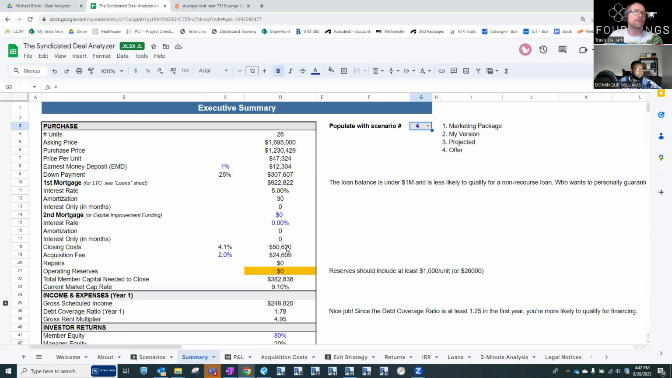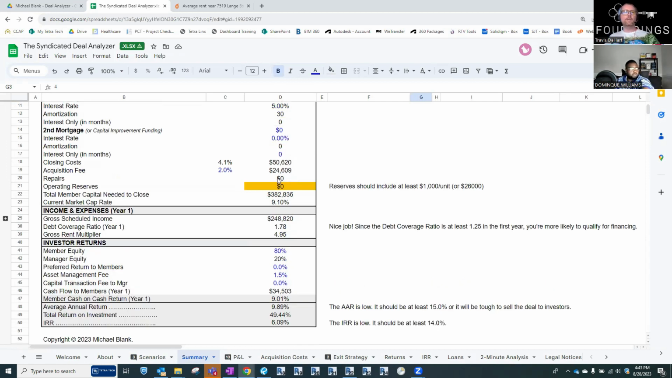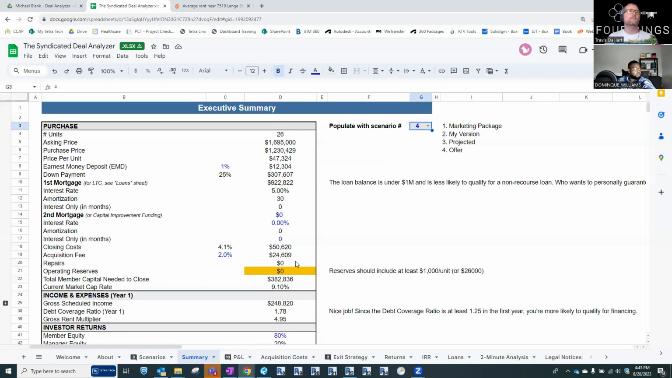And this right here, the summary tab, is where you'll be able to see what type of returns you'd be getting or your investors will be getting. So currently, as it is, your average annual return would be 9.89. And you can definitely play with all these numbers. That'll be for another one of our next sessions. But right now, what we were going to do is just play around with that rent number that we're able to get.